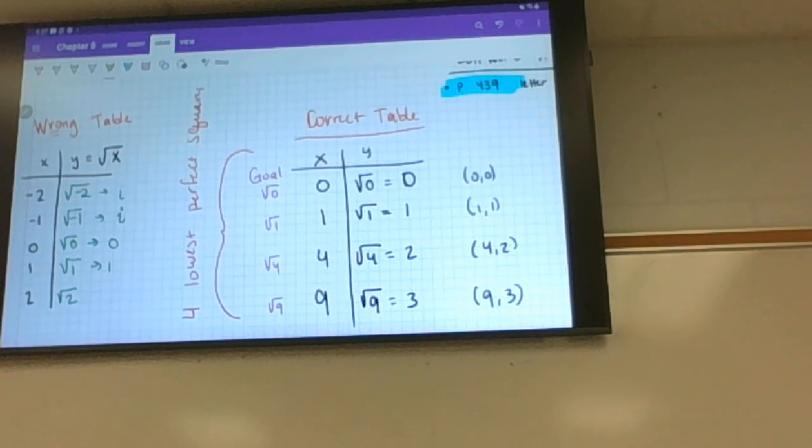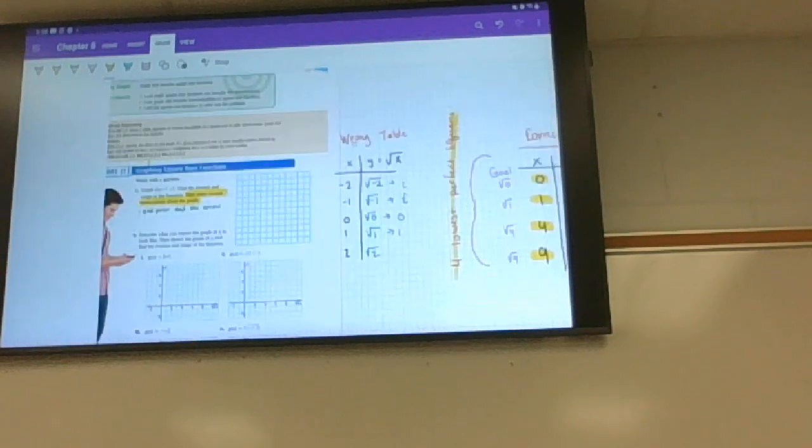Okay, guys, I'm going to find these numbers: 0, 1, 4, and 9. These are the four lowest perfect squares, and that's why those are picked. These are the four lowest numbers that can be squared. From there, I would pick what? 16 and then 25, right? Those would give me a nice interval, but then that'd be a huge graph.